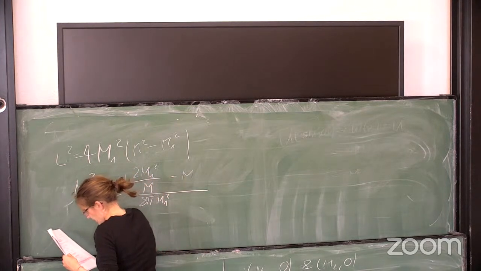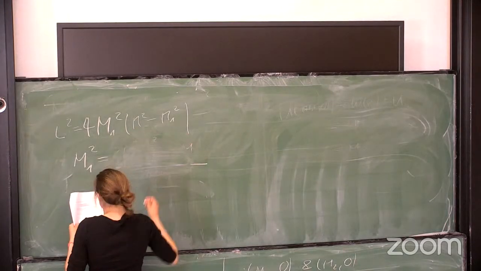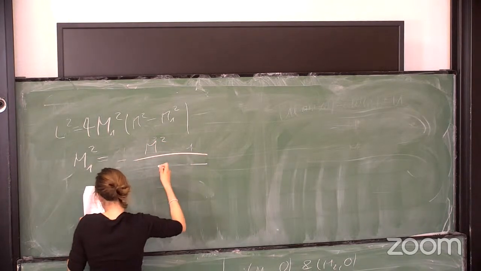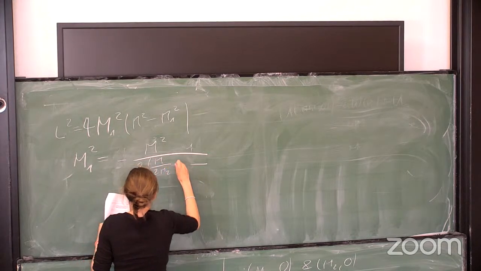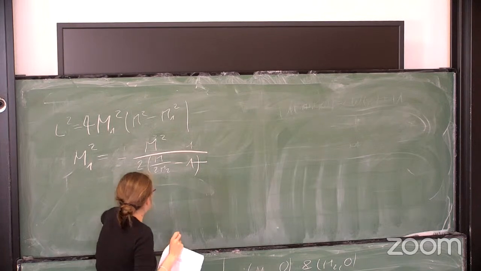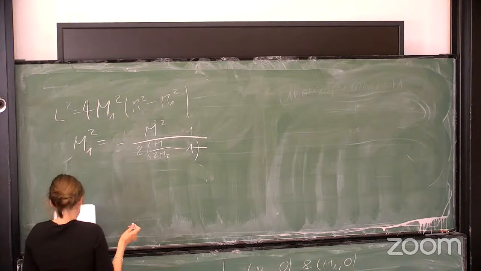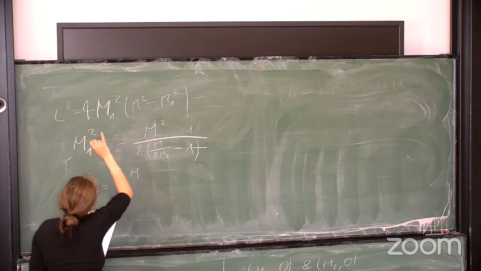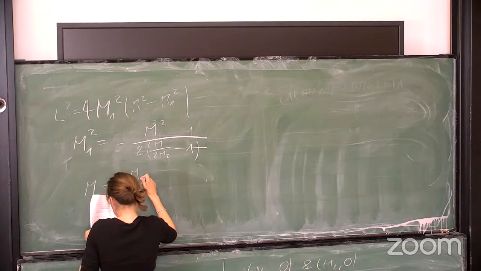Sorry, equation, so it's like this. So this is the expression for M1 given in M and M2. And we can also find an expression for M. And then with the above equation, we can also find an expression for L for the intermediate state.